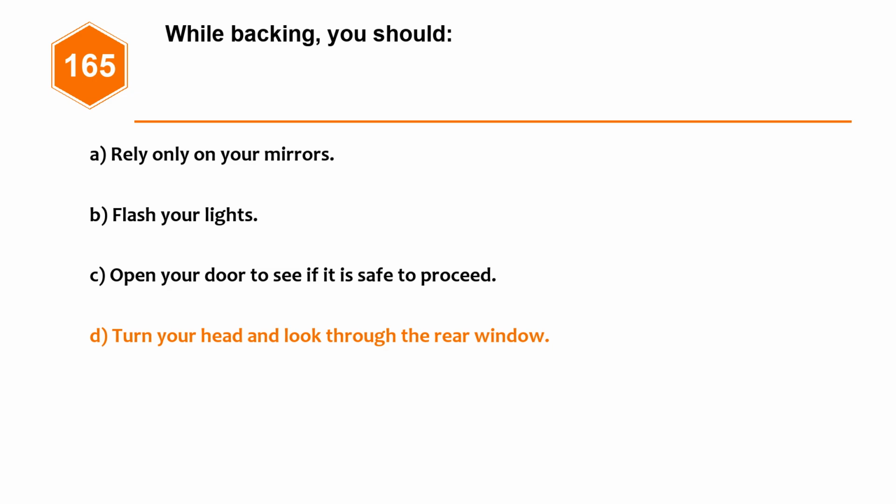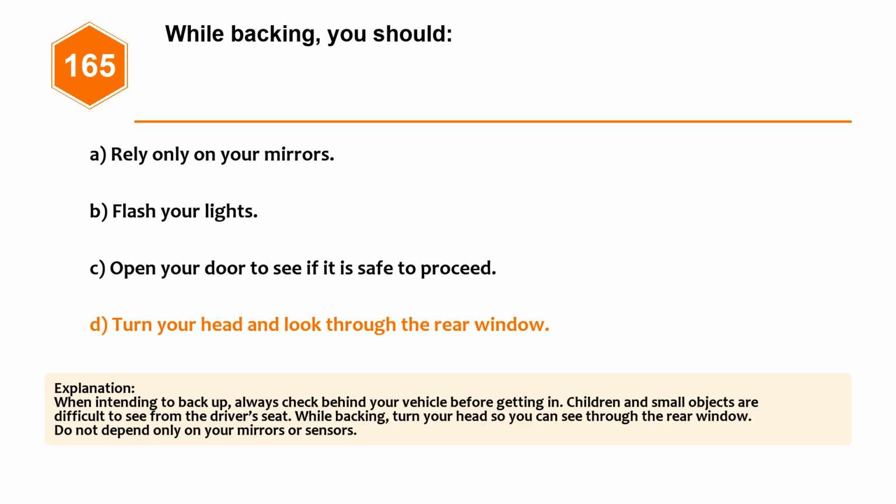The correct answer is option D, turn your head and look through the rear window. Explanation. When intending to back up, always check behind your vehicle before getting in. Children and small objects are difficult to see from the driver's seat. While backing, turn your head so you can see through the rear window. Do not depend only on your mirrors or sensors.